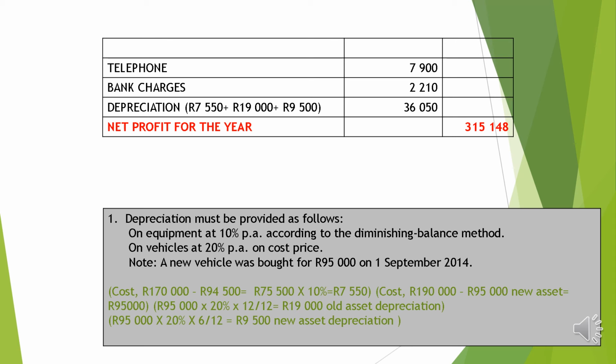Then we add all our expenses so that we get a total of 91,080 rand. Then we say 91,080 rand minus 406,228, which is our gross income. Then we get a net profit for the year of 315,140. And that's the end of our lesson.